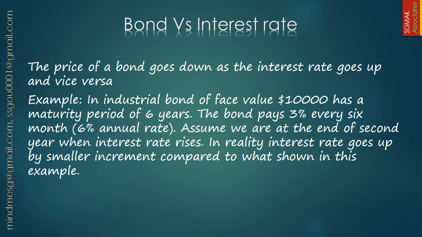A bond has typically two parameters. It has a coupon rate, interest given per year, and a maturity period. Typical face values of a bond are in multiples of $1,000. So if I buy an industrial bond, it will have a face value in multiples of $1,000, a coupon rate, and a maturity period.